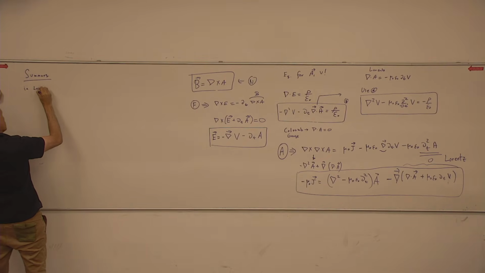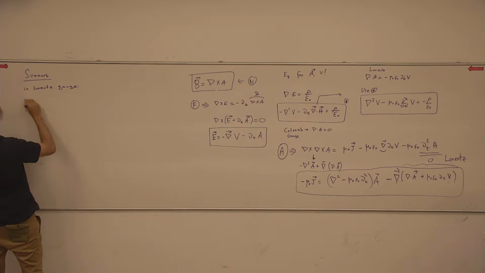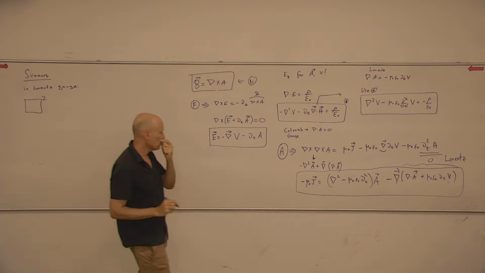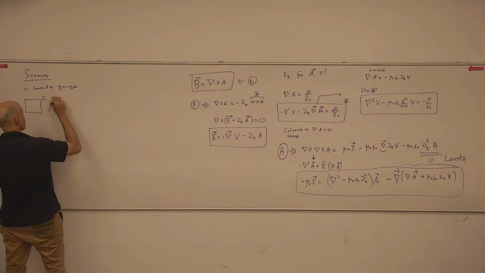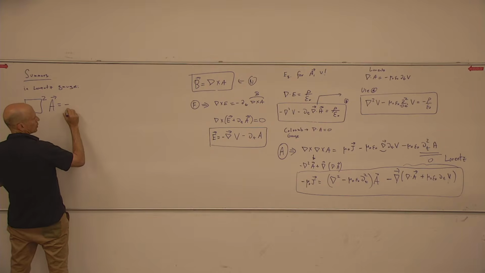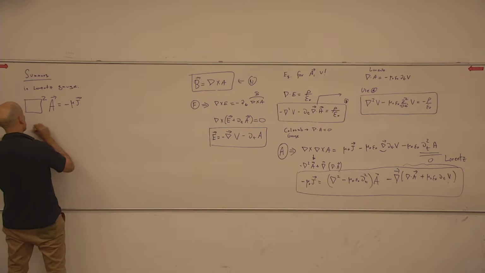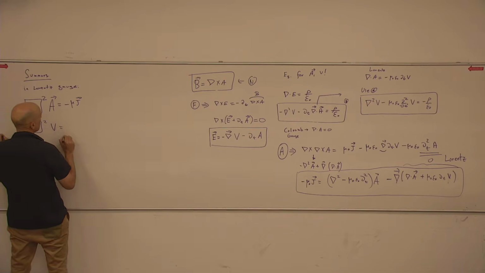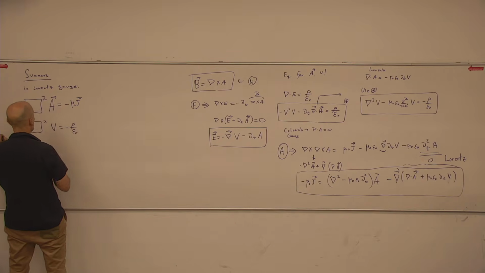In Lorentz gauge, we have this square times A equal U0 J, and we have this square times V equal minus rho over epsilon 0.